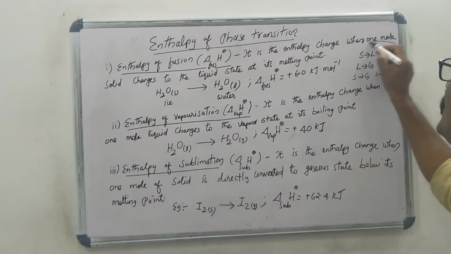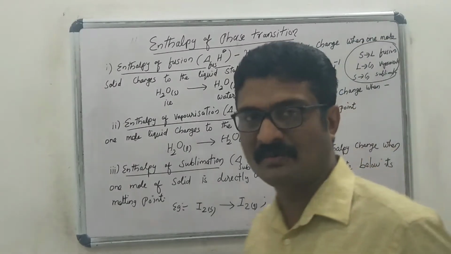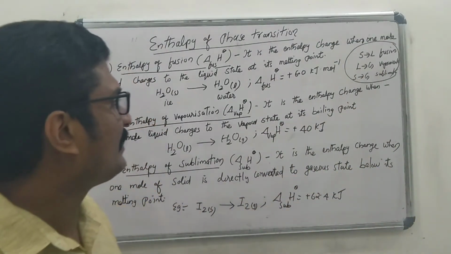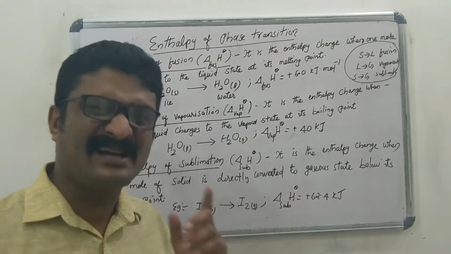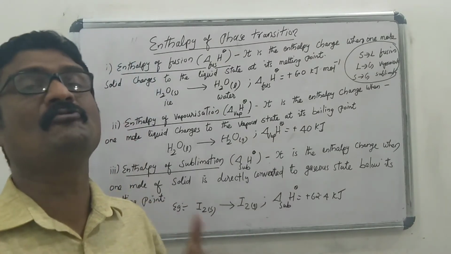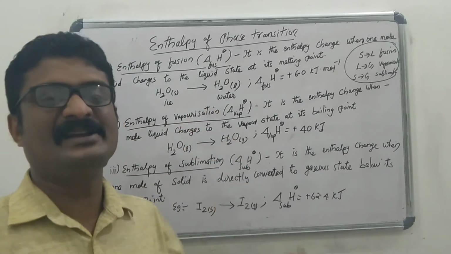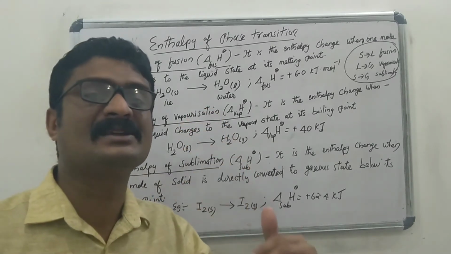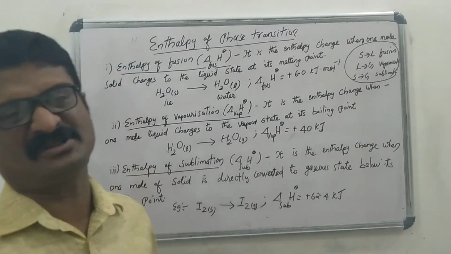Okay. Then all this phase transition takes place at a particular temperature. Then what is meant by enthalpy of phase transition? It is the enthalpy change that takes place when 1 mole of a substance is changed from one state to another state at a particular temperature.